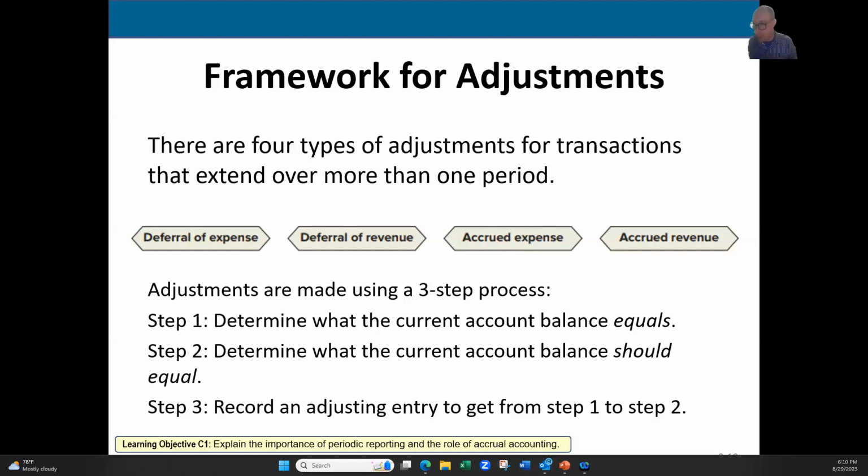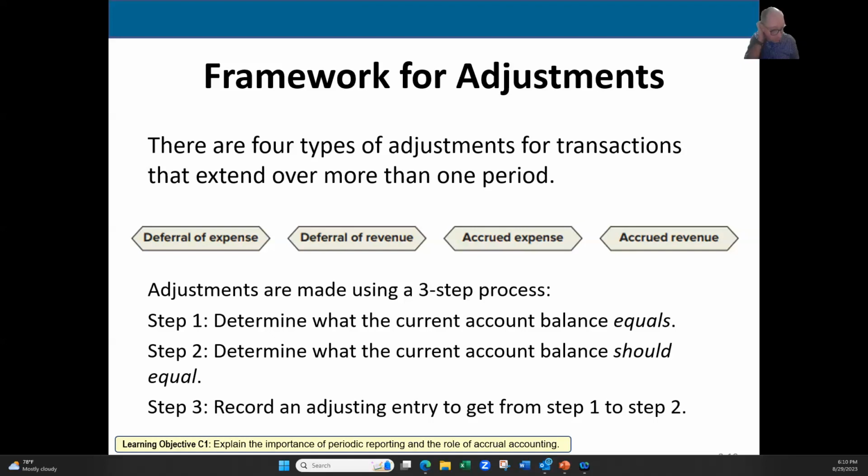According to the matching principle, I can't go into September 1. September belongs to September. So I need to make an adjusting entry for that one day for September 1. So I make an adjusting entry because it goes over into the next accounting period, right? So I make an adjusting entry, and that is for what we call accrued expenses. There are 4 types: deferral of expense, deferral of revenue, accrued expense, and accrued revenue.